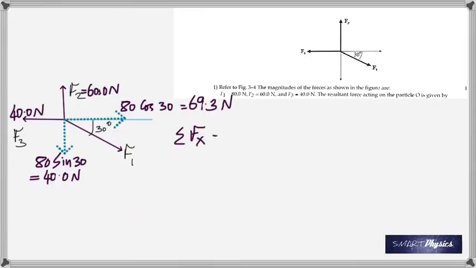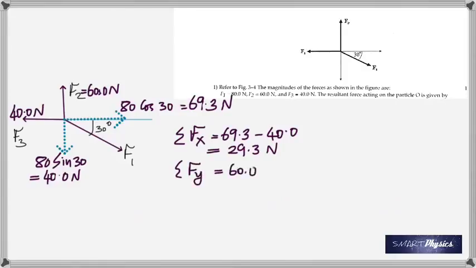Now consider the total x component. You have 69.3 to the right and minus 40 to the left. So that is 29.3 to the right. And the net force along the y, you have 60 positive and 40 negative, so 60 minus 40, that is 20 newtons.